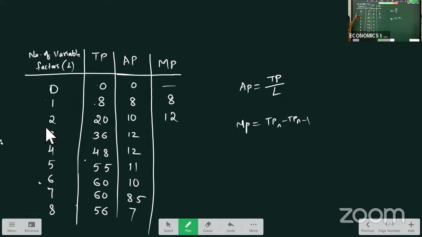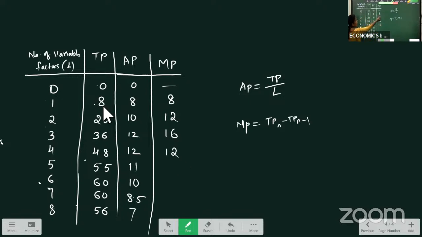Now here also already 2 people are producing 20. Now one more is added. 3, it has become 20 to 36. How much? 16. Same like that. Now 3 already produce 36. Now one more extra labor is added. So how much extra are they producing over here? 12. 48 minus 36.